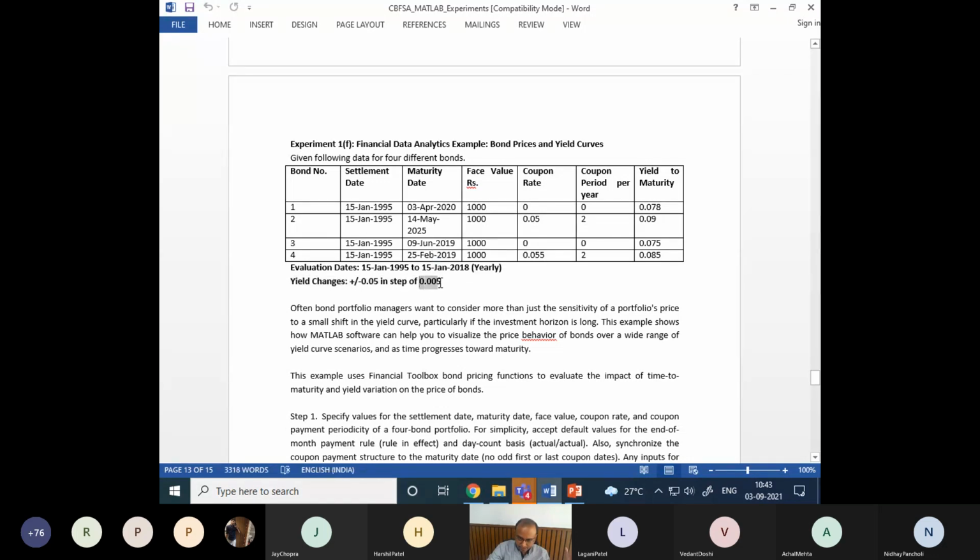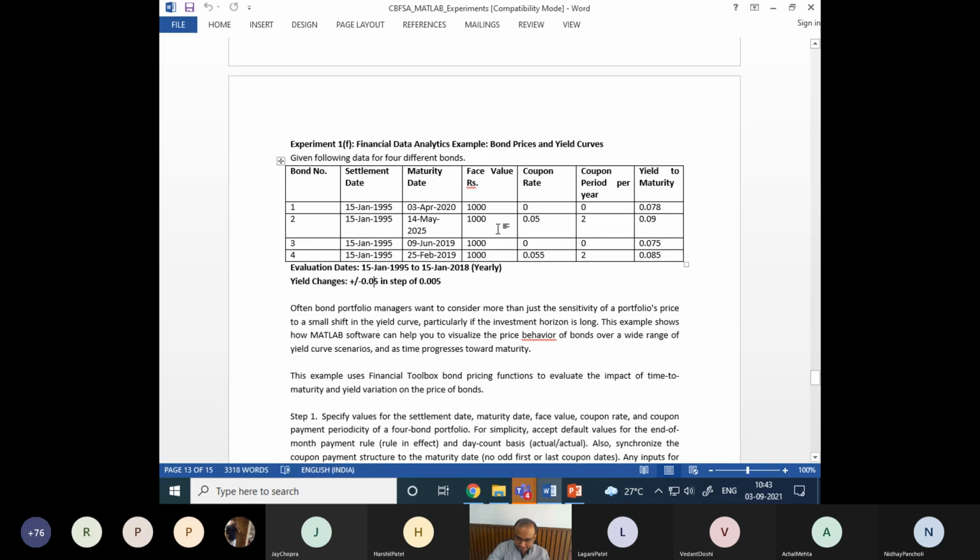0.005. This step size is only for MATLAB, because MATLAB is a discrete software, so we have to provide a step size. This is just a resolution for our clarity. Otherwise, in real practice, we can have only the yield fluctuation available because of the market situation. Let's assume there is a yield fluctuation of plus or minus 0.05. You can multiply it by 100, it is 0.5%, right?